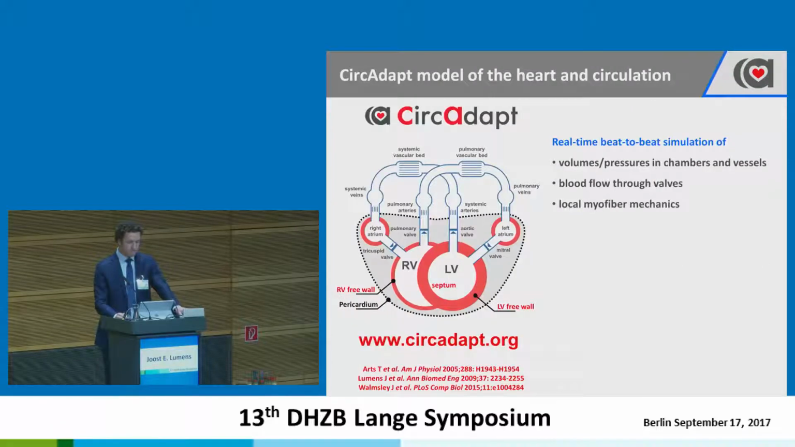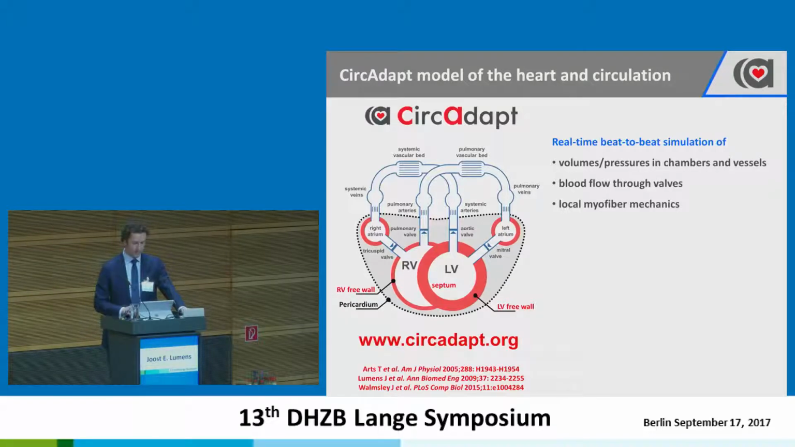So the model that we use and that we built is called the CircAdapt model. It's work of more than 25, 30 years. So that's longer than my career currently lasts. One of my previous mentors, Emeritus Professor Theo Arts, is actually the founding father of this model, and he's still very involved in the development of this. And I'm very thankful to him for that, for supervising me as well. I'm applying this model to several cardiac pathologies and questions.